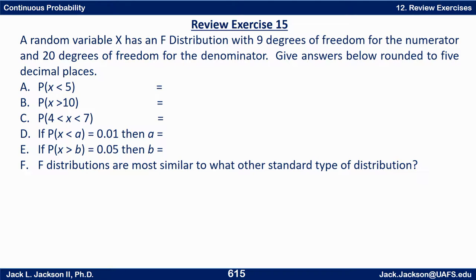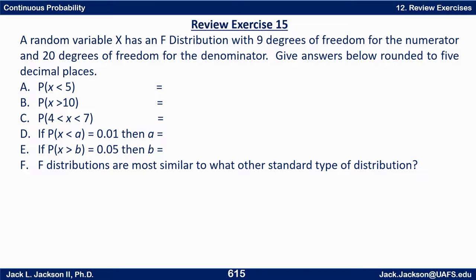Okay, in this video we're going to talk about review exercise 15, which is dealing with an F distribution. So random variable x has an F distribution with 9 degrees of freedom for the numerator and 20 degrees of freedom for the denominator. Find out the answers here rounded to 5 decimal places. So we're going to do some probabilities and inverse probabilities here.